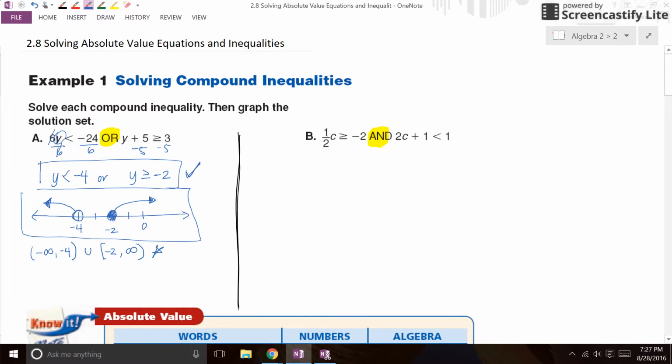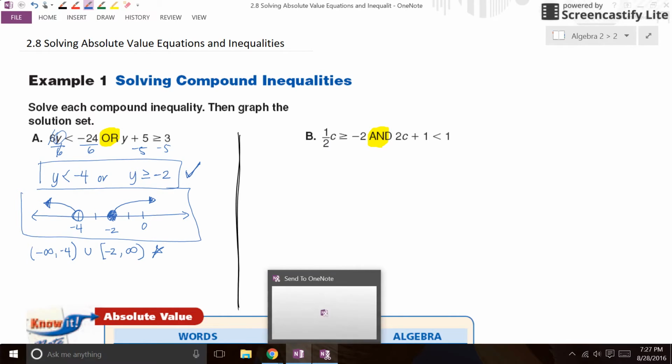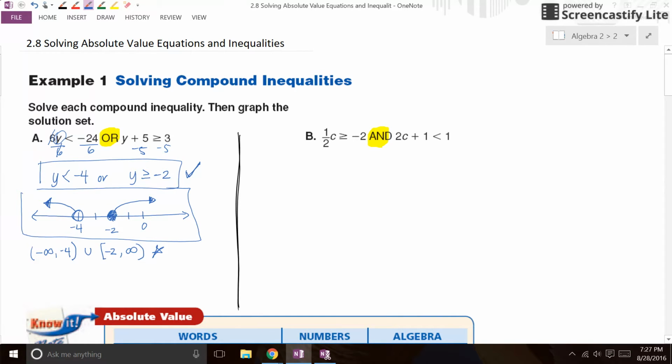So let's see. First thing I would do here is go up. This is a half, so I'm going to divide by a half, or it'd probably be easier to multiply by 2. If I multiply this side by 2 and this side by 2, I would get C is greater than or equal to -4. And very important that you put the and in between. Solve this one. I'm going to subtract 1. I'm going to get 2C is less than 0. So C is less than 0, because when you divide by 2, nothing's going to happen. And there it is, your answer.